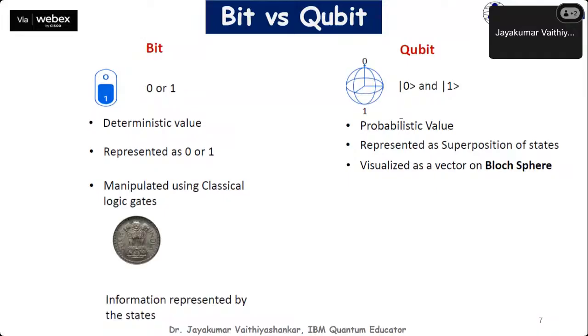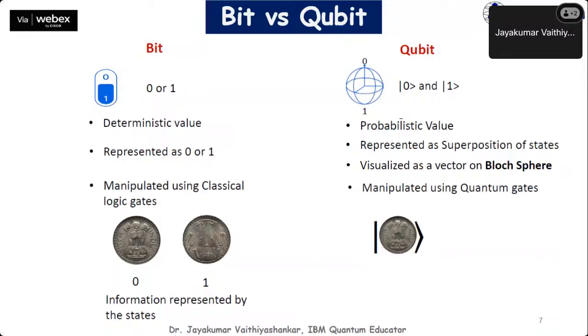Okay, take an example of a coin. You mention the head as 0 and tail as 1, and this information is represented by only two states. Whereas in the case of quantum, your data can be manipulated using quantum gates. So what is the purpose of quantum gates? They manipulate your quantum states. Take an example of the head state, which is mapped to 0 state, and tail, which is mapped to state 1. This is how we relate the physical phenomena to abstract quantum states.